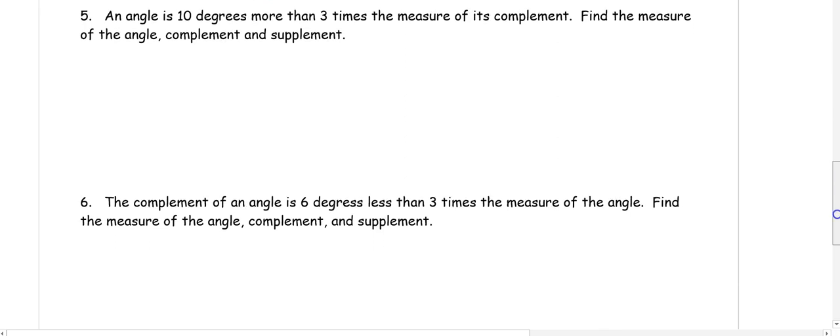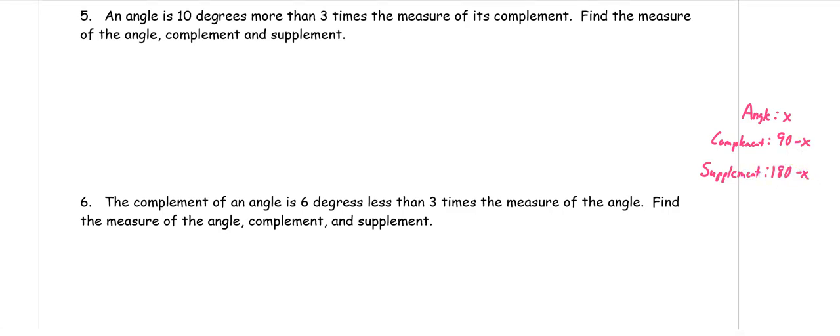For number 5 and 6, we need to know that these are word problems and we need to set them up the same. So anytime we see angle, we're going to represent angle with x. Anytime we see complement, we're going to represent that with 90 minus x. And anytime we see supplement, we're going to do 180 minus x.